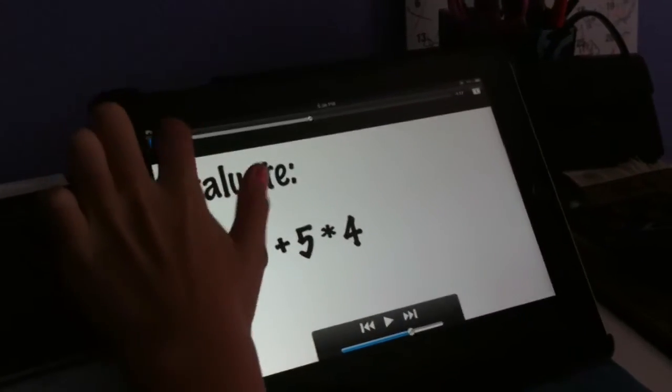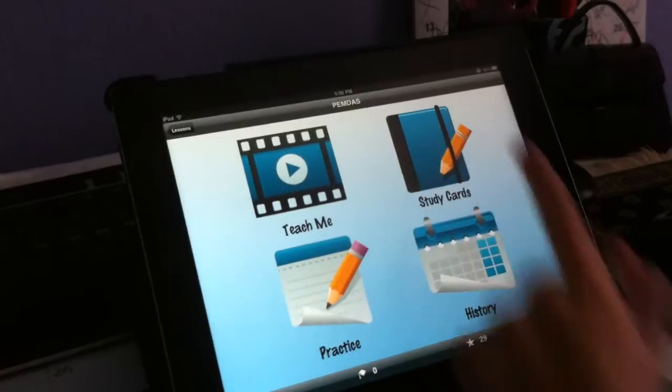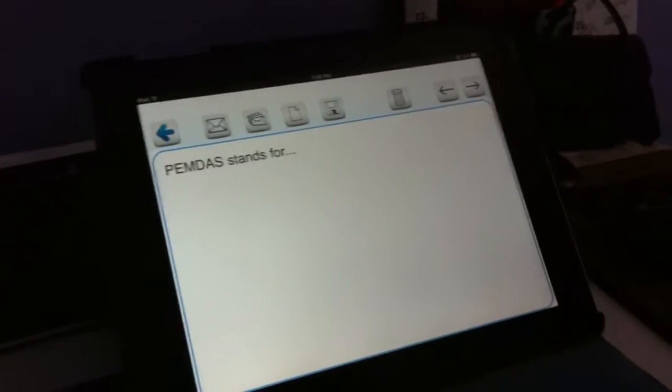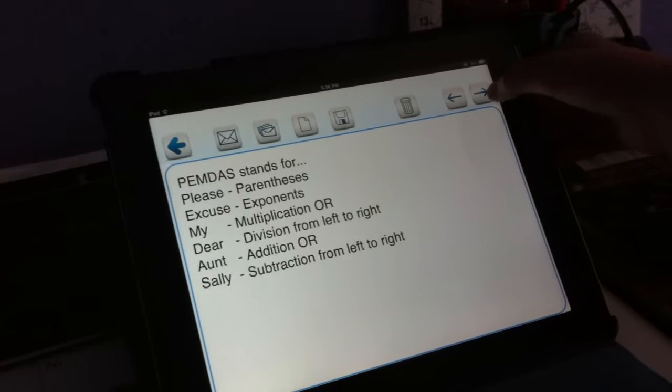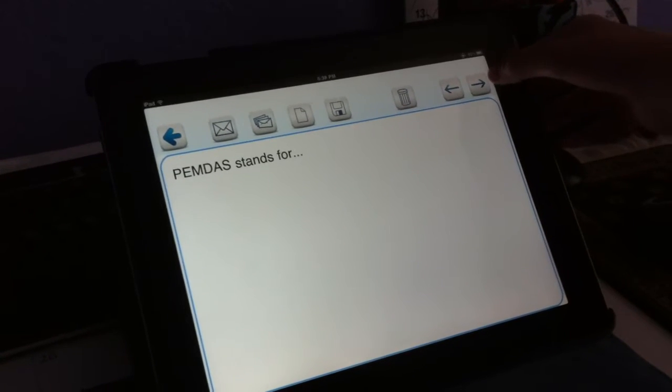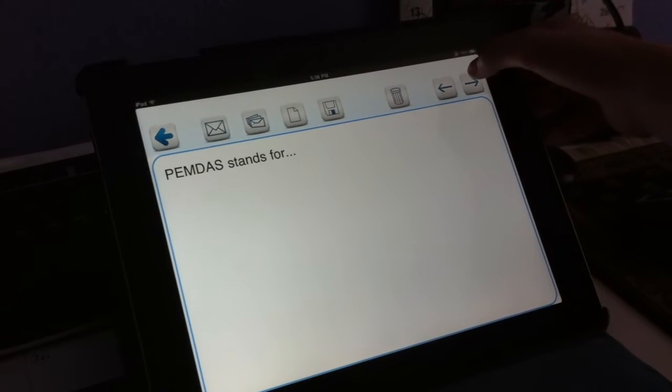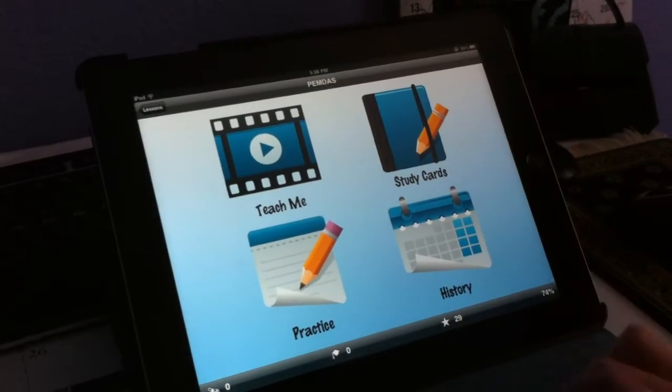Okay, so you've done this one already. Let's see what's the next thing. Then you do study cards. Did you use these? Yeah. Okay. Then what do you get next? And there's tons of them, and then you can make your own. Okay. Oh, that's the only one. And then practice.